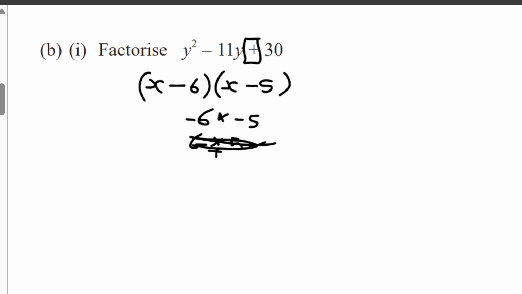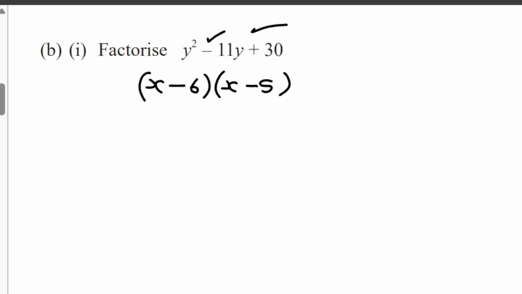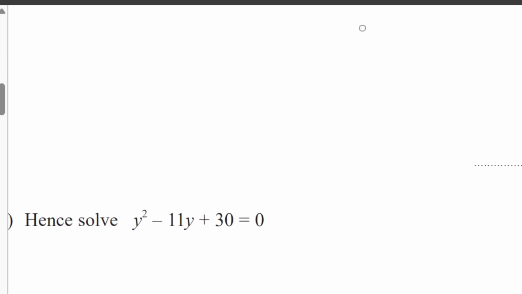Check them for the last time before you go to the next question. Is negative 6 times negative 5 equal plus 30? Yes. Is negative 6 plus negative 5 equals negative 11? Yes. So that's the correct factorization. And that's, I think, 2 marks. I'm not sure. Yeah, that's 2 marks.